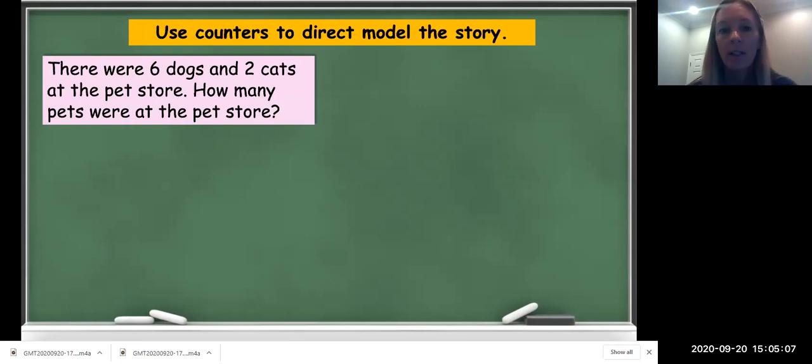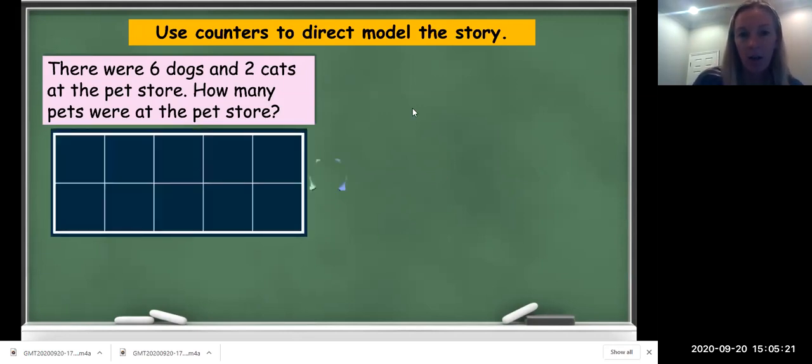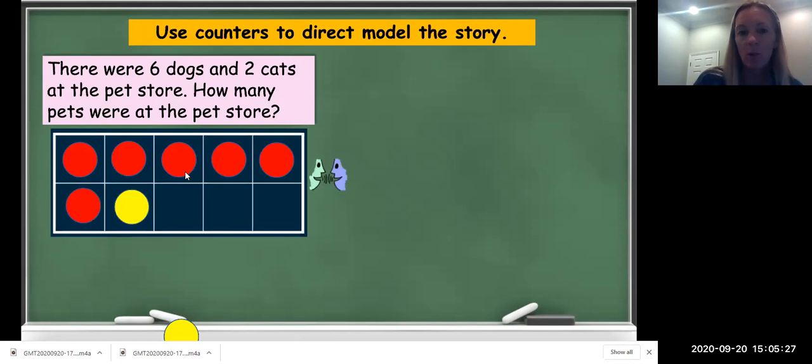Okay, hopefully you guys discussed that 6 plus 2 more made 8. Now, what I would like you to do is reverse that. So we have 6 dogs. They're going to use 6 red plus 2 yellow. And let's count them. 1, 2, 3, 4, 5, 6, 7, 8.